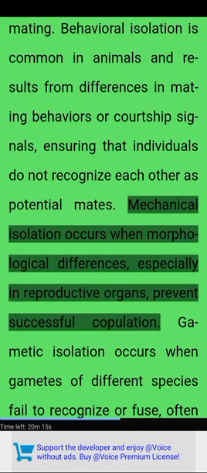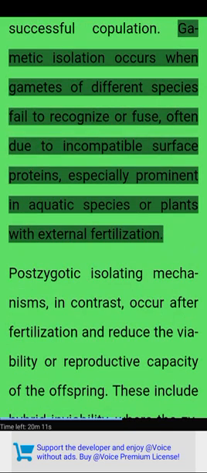Mechanical isolation occurs when morphological differences, especially in reproductive organs, prevent successful copulation. Genetic isolation occurs when gametes of different species fail to recognize or fuse, often due to incompatible surface proteins, especially prominent in aquatic species or plants with external fertilization.